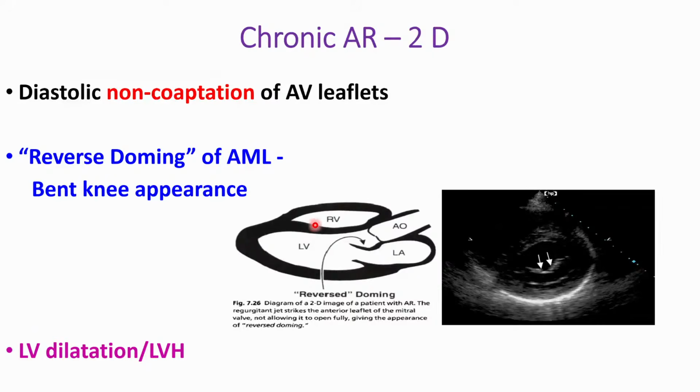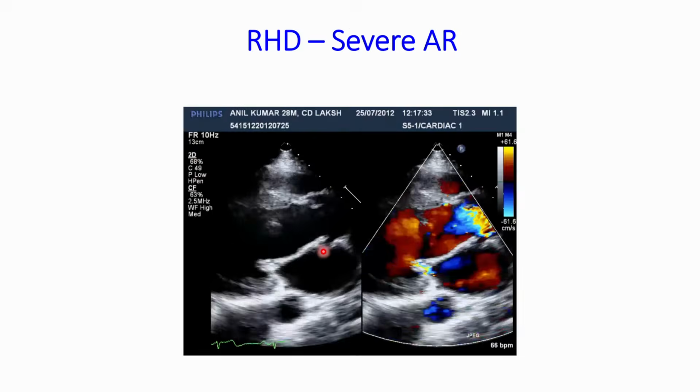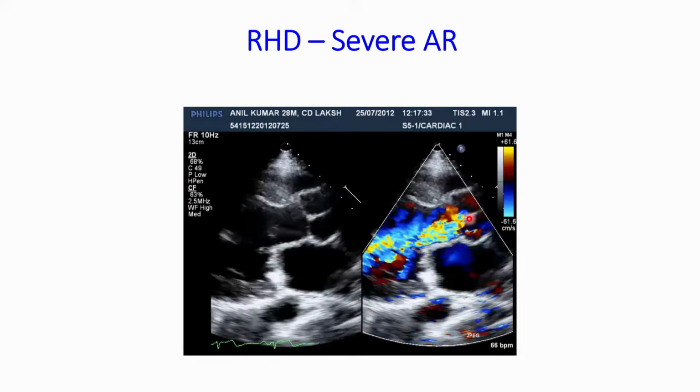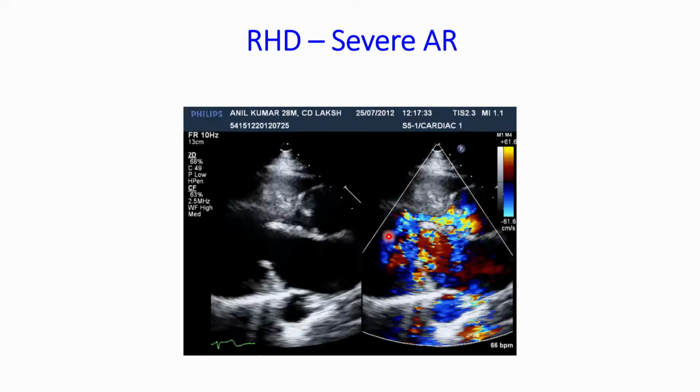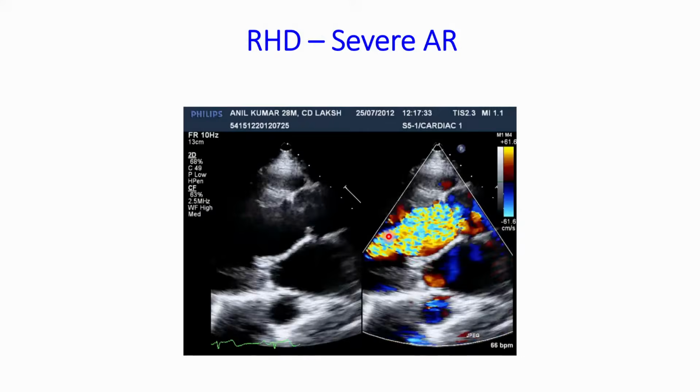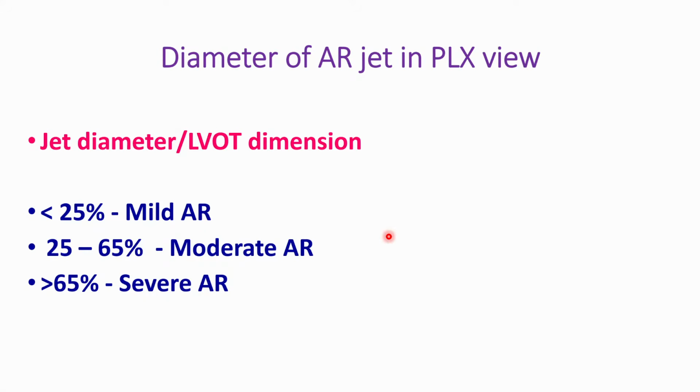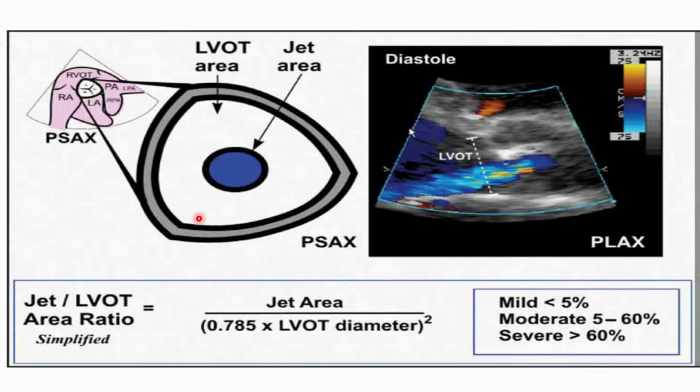Reverse doming of the AML, which can be seen in the parasternal long axis view, as we see in this image, also suggests severe AR and presence of LV dilatation. Here you can see the aortic regurgitation occupies more than 65% of the LVOT, suggesting severe aortic regurgitation. The jet diameter in parasternal long axis is one of the reliable methods. If it is more than 65%, we call it severe AR, 25 to 65% is moderate AR, and less than 25% is mild aortic regurgitation. This is the same thing shown in this particular image.